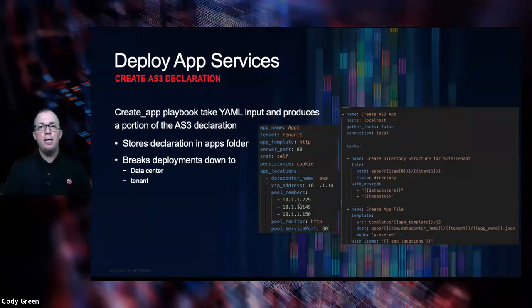Now, how is this being combined together? Inside of our playbook, we're creating a directory structure that matches our policy here. So one of the things you may notice is we're actually laying out locations. So this particular playbook and the input is capable of dealing with multiple data centers and deploying the app in each one of those data centers. So what he's doing is there's an app folder inside of the code repository, and then we're storing the data center underneath that, and then the tenant underneath that. Later on, we'll combine all of this data to build a single declaration to deploy to the F5.